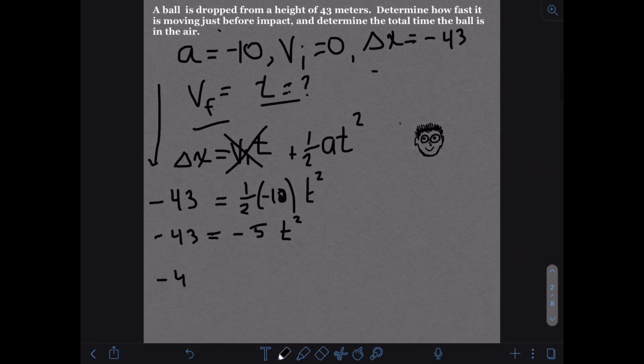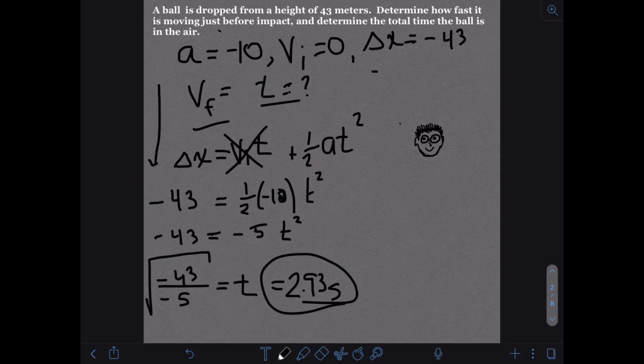So move that up. Now we have negative 43. The minus signs are really important because we can't have a negative time. So negative 43 divided by negative 5. We're going to take the square root of that guy to get the time. This is going to be equal to 2.93 seconds. So I answered the last question first, just to show you can kind of work around these. Now it wants to know the final velocity as well. So let's get after that and we'll be done with this first problem.